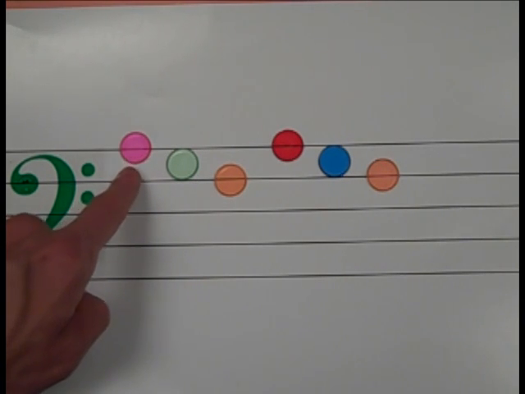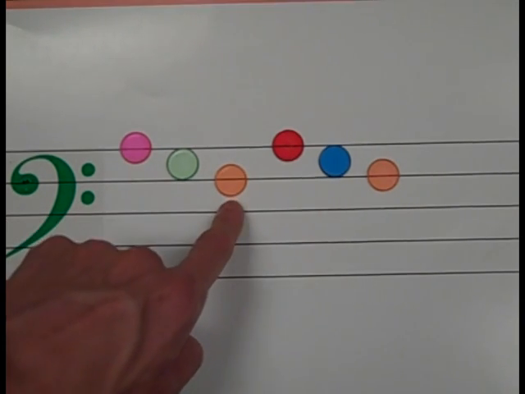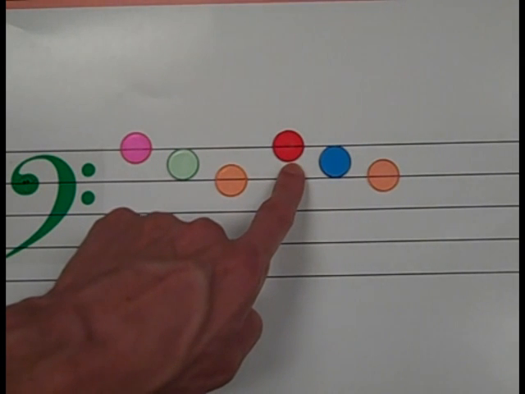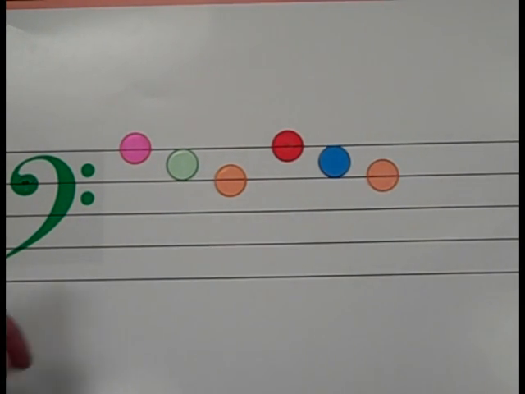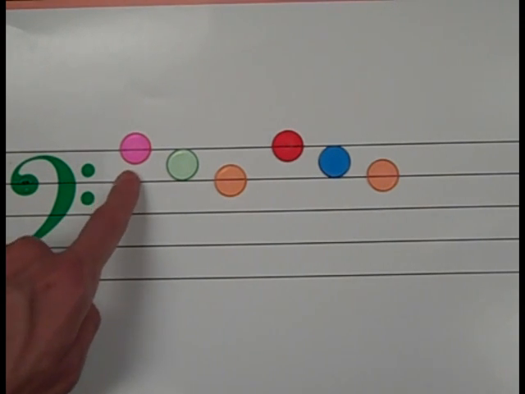My turn first. A, G, F. A, G, F. Now your turn. Point and say the letter names.